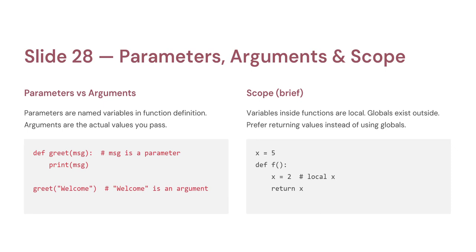Understanding scope. Now, let's discuss scope. Scope means where a variable can be accessed. There are two main types: a local variable, created inside a function, available only inside that function, and a global variable, created outside functions, which can be accessed throughout the program. For example, x is equal to 5, def f, x is equal to 2, return x. The x inside the function is different from the x outside. They are separate variables. Understanding scope prevents many programming mistakes.